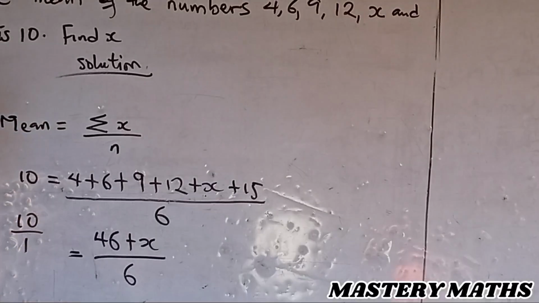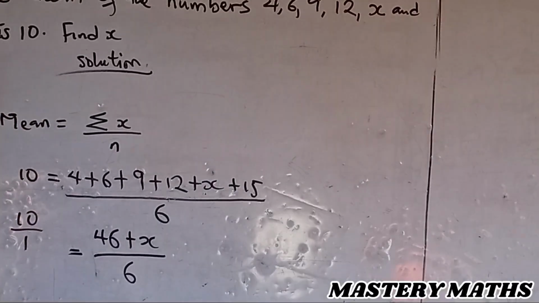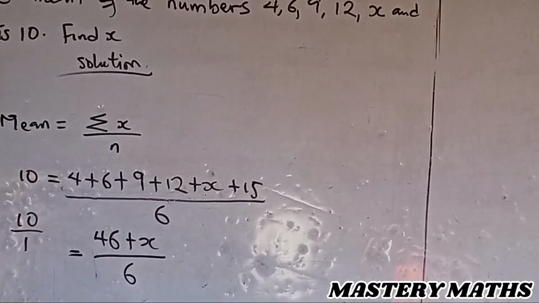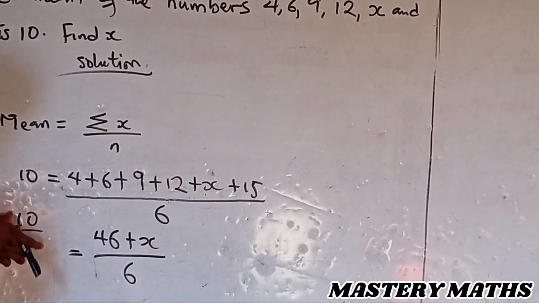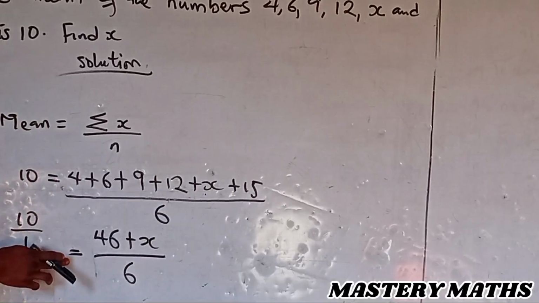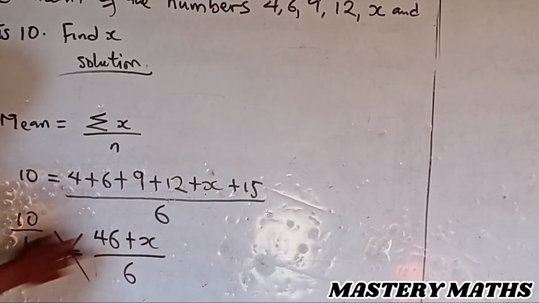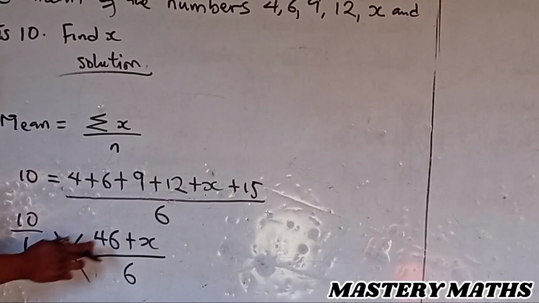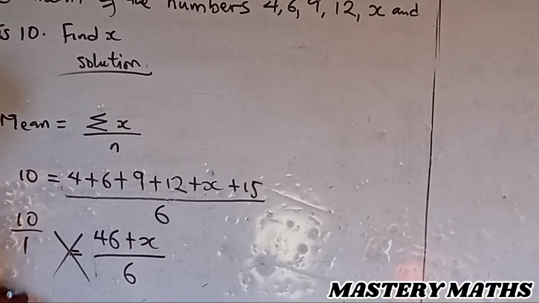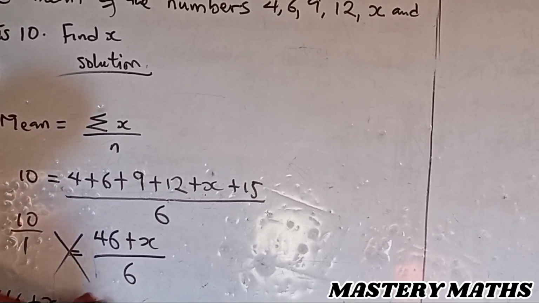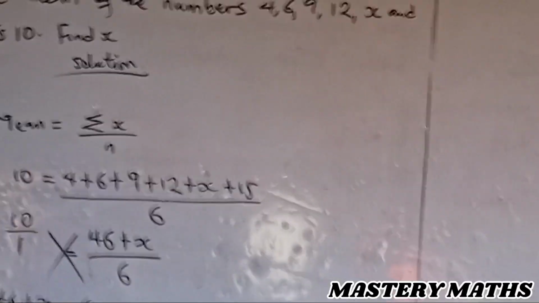Now what should we do? We need to cross multiply, because whenever you have two fractions and you have an equality sign in between, you cross multiply. So this multiplied by this, 46 plus x times 1, will give us 46 plus x, all over 10 times 6, which is 60. So what should I do now?